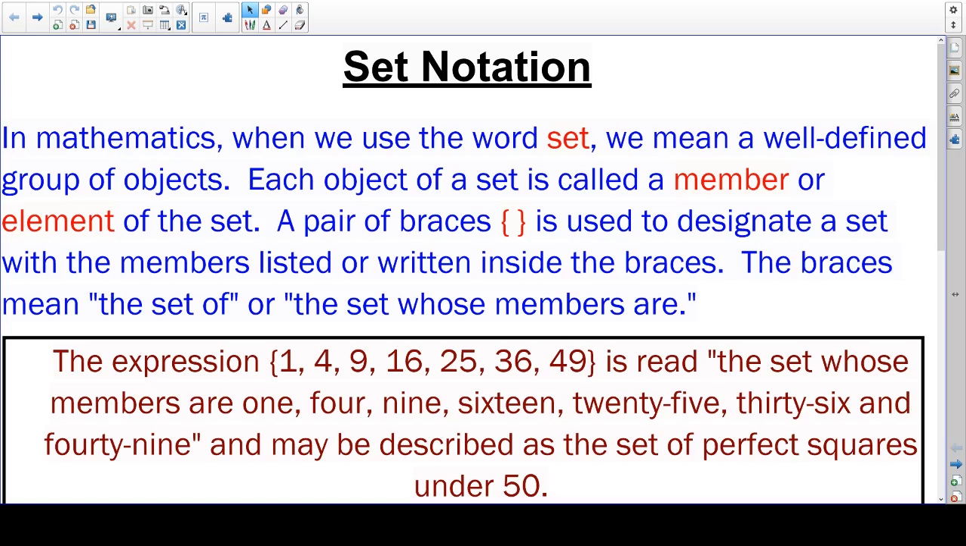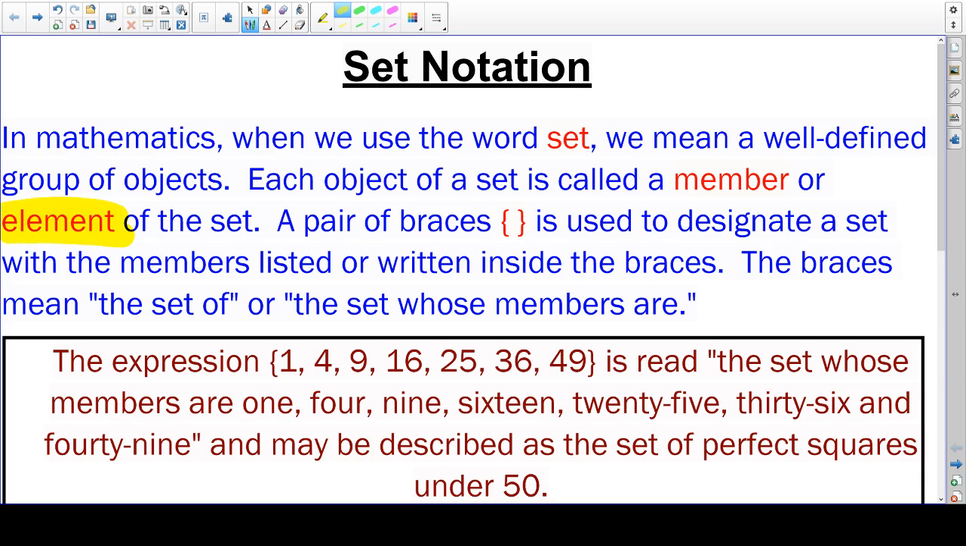Today we are going to take a look at set notation, and we're going to talk about what a set is. When we use the word set, we mean a well-defined group of objects. Every element or every object in the set is called a member or element of the set. The word element is the more common phrase. So member is appropriate, member works, but element is more appropriate.